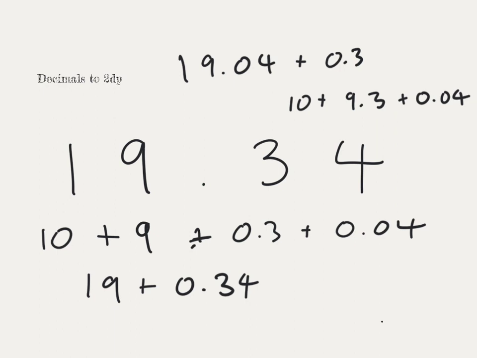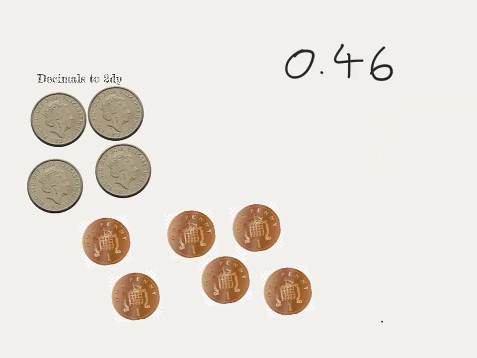It's really important to keep those placeholders in. We talk about tenths and thousandths if we need them. Okay, remember what this means. 1 ten, 9 ones, 3 tenths, 4 hundredths. Or you can partition it in different ways as well. We have 0.46, and I've split it up here. So I've got 4 tenths and 6 hundredths. So I could say it's 0.4 add 0.06. But there's different ways of doing it.